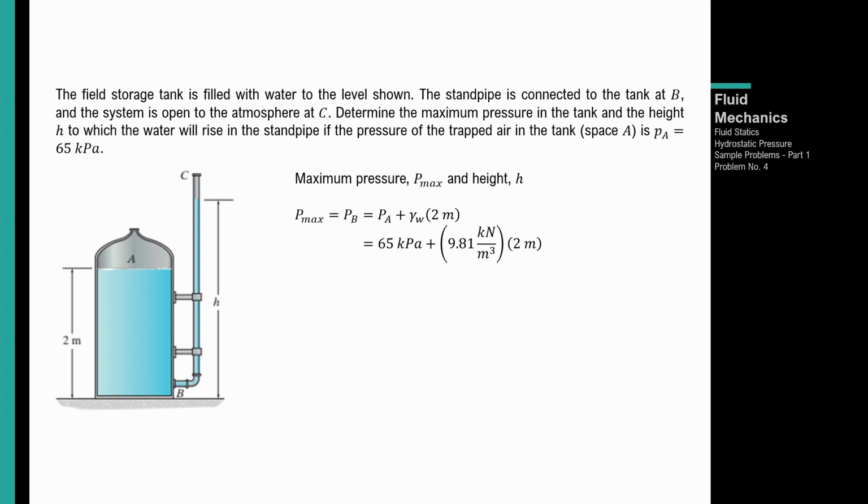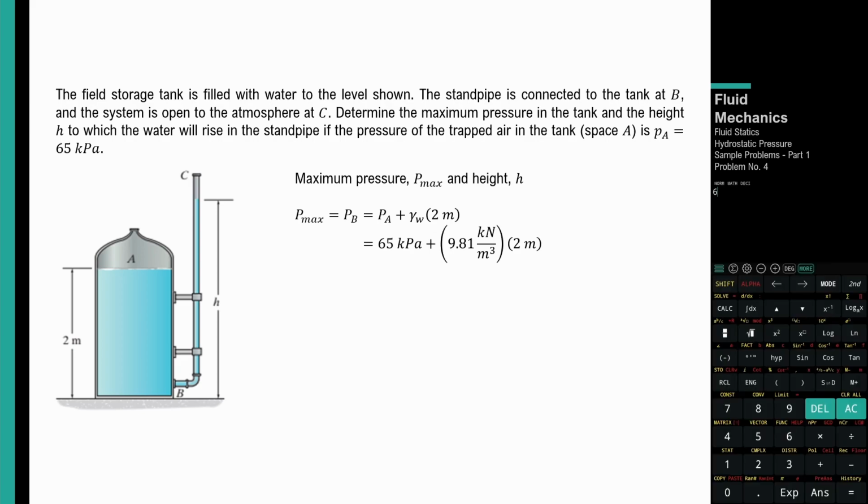So 65 kilopascals is the pressure at A, in the space A, plus 9.81 kilonewtons per cubic meter. The unit weight of water is not given, so this is what we will use, times the 2 meters height of the water. So 65 plus 9.81 times 2, so therefore the maximum pressure is 84.62. So store that in A.